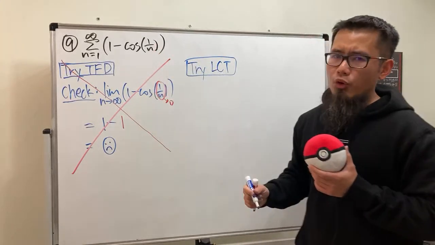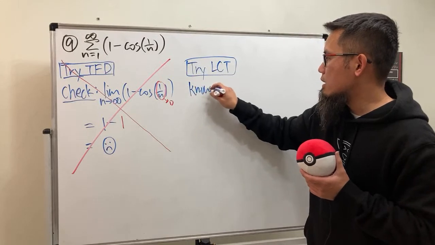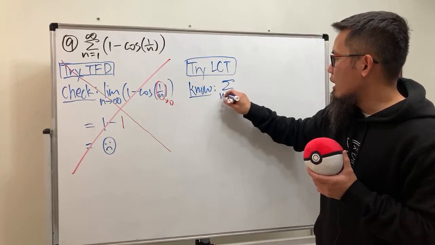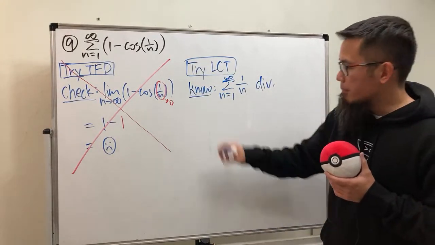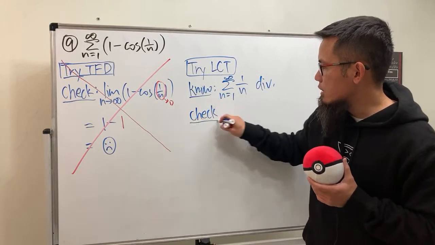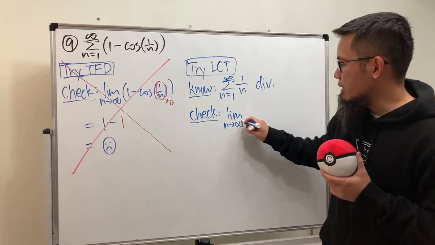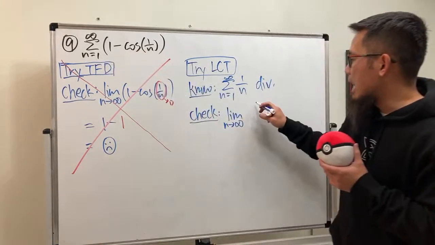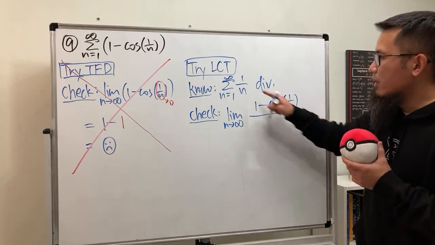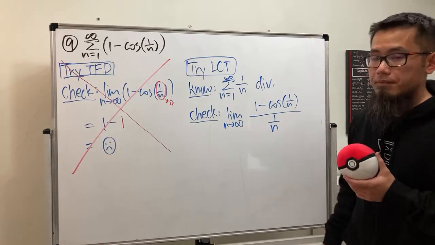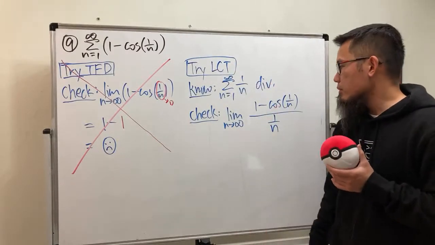This 1 over n, the series for that we know much better. So I'm just going to put this down. We know that the series as n goes from 1 to infinity of 1 over n diverges, right? But if you want to do the limit comparison test, let's check the limit as n goes to infinity. We put on the top 1 minus cosine of 1 over n, and then over the one that we know much better, which is 1 over n. So this is another kind of limit that we do, the limit comparison test.